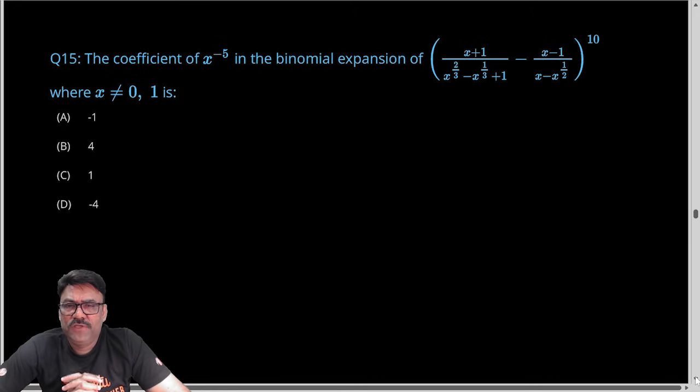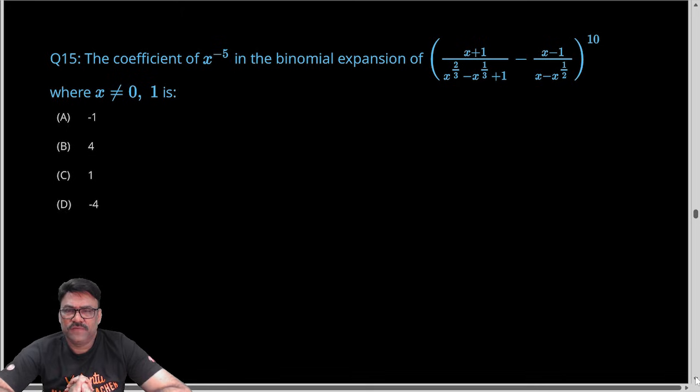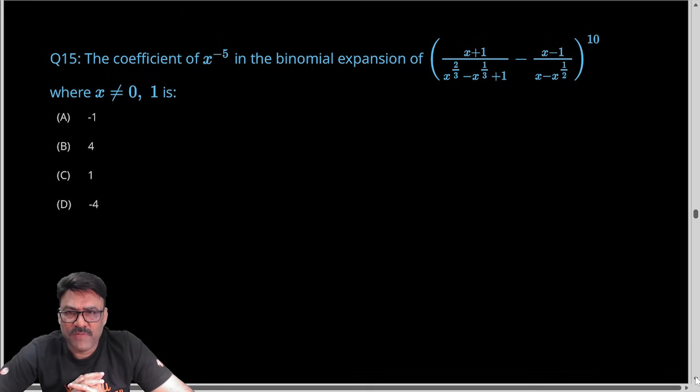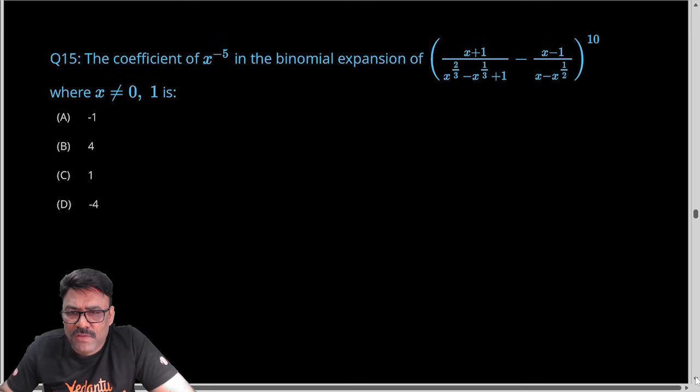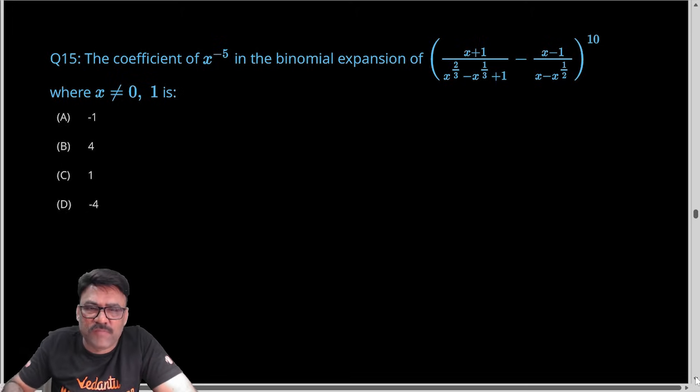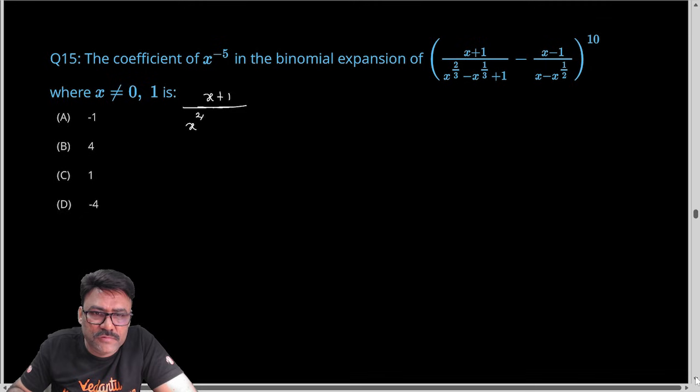Next question is based on binomial. So you have to get the coefficient of x raised to minus 5 in this binomial expansion. But you can see that it is written in a slightly complicated form. So first you have to make it simple before writing the coefficient. So for that I need to simplify this expression first. (x plus 1) over (x raised to 2 by 3 minus x raised to 1 by 3 plus 1). Let's simplify this expression first.